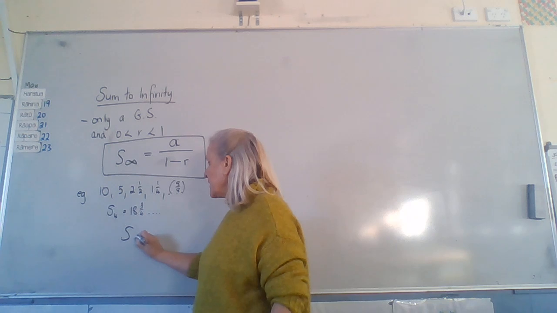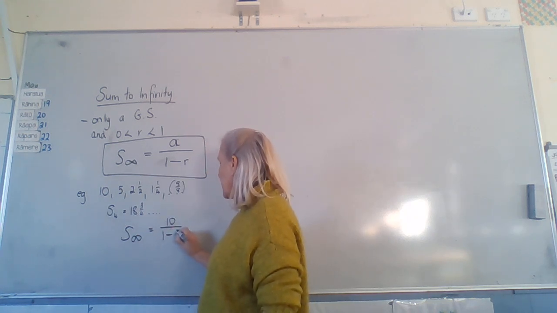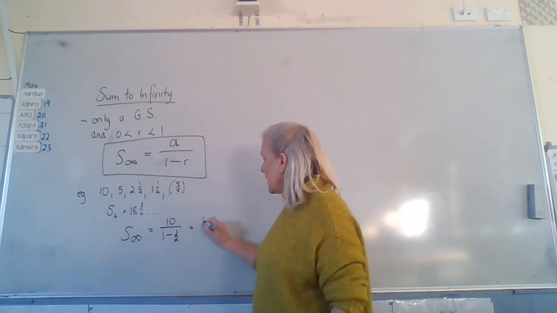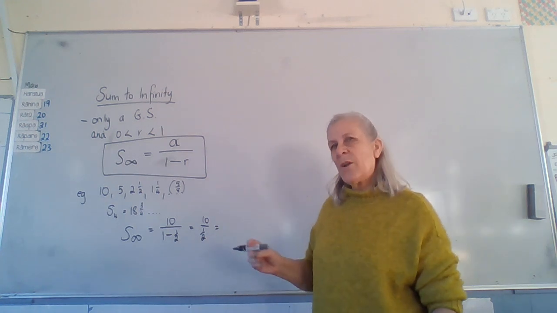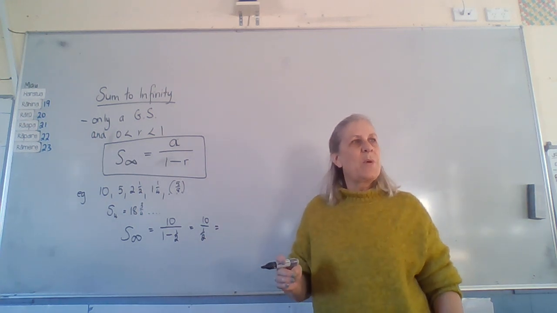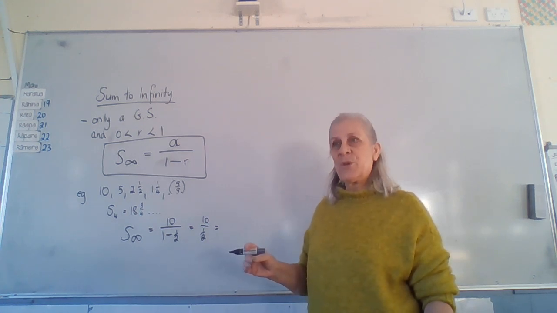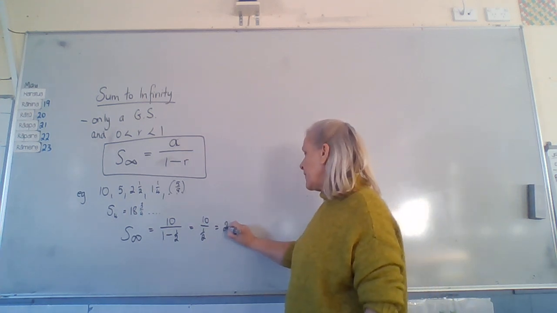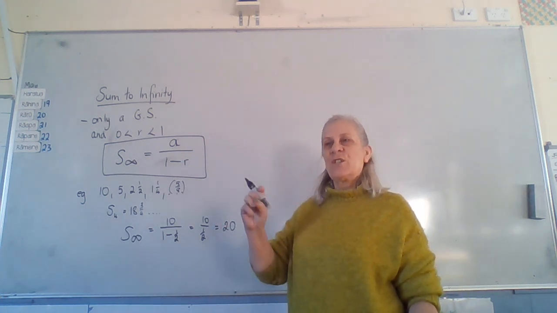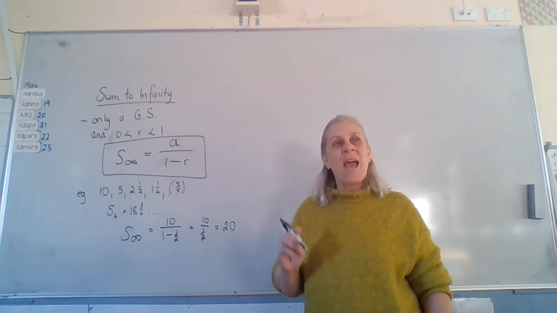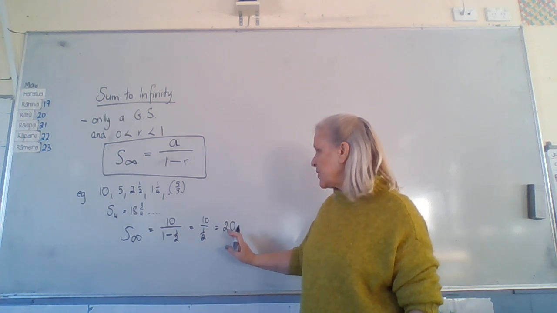So it says if we continue to add forever, what won't we get to? 10 over 1 minus a half. So 10 divided by a half. This is one of those questions they quite often have on Facebook. Divided by a half is multiplied by 2. Put it in your calculator though, make sure you get it right. You're not dividing 10 in half, you're dividing by a half. So you're saying how many halves are there in 10? The answer to that is 20.